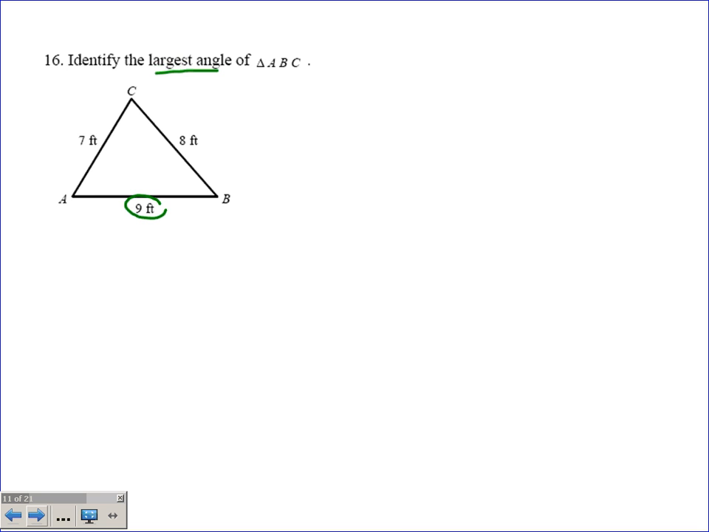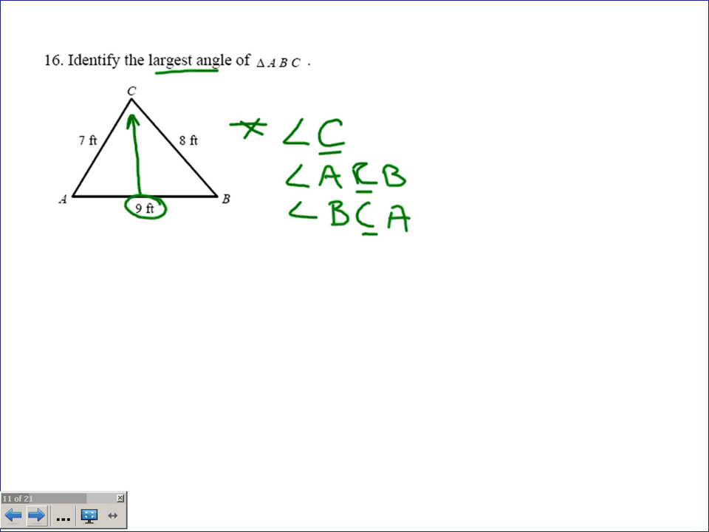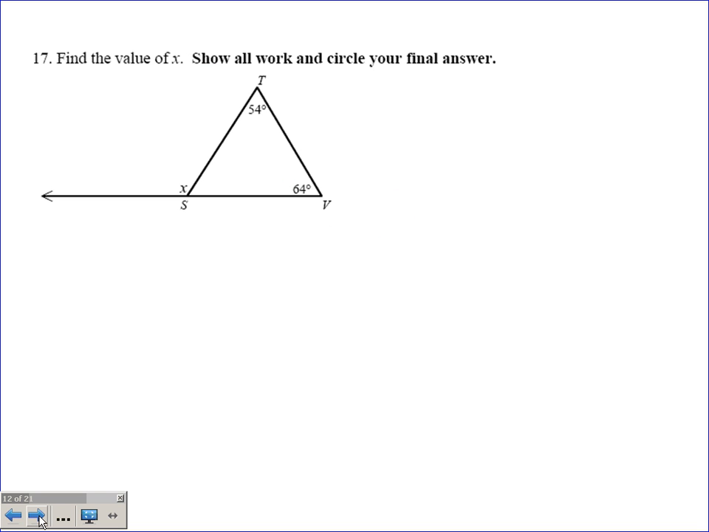Side AB. Yep. It was 9, so the largest angle is going to be across from it. So what's that? Angle C. So I wrote my angle symbol, and I write C. If they wrote angle ACB or angle BCA, all of those are exactly the same. They all mean angle C. Make sure they do have the angle symbol though. It's not wrong if they don't, but it will be on a test. If you just write C, it actually means point C. Okay? That's right. Number 17.